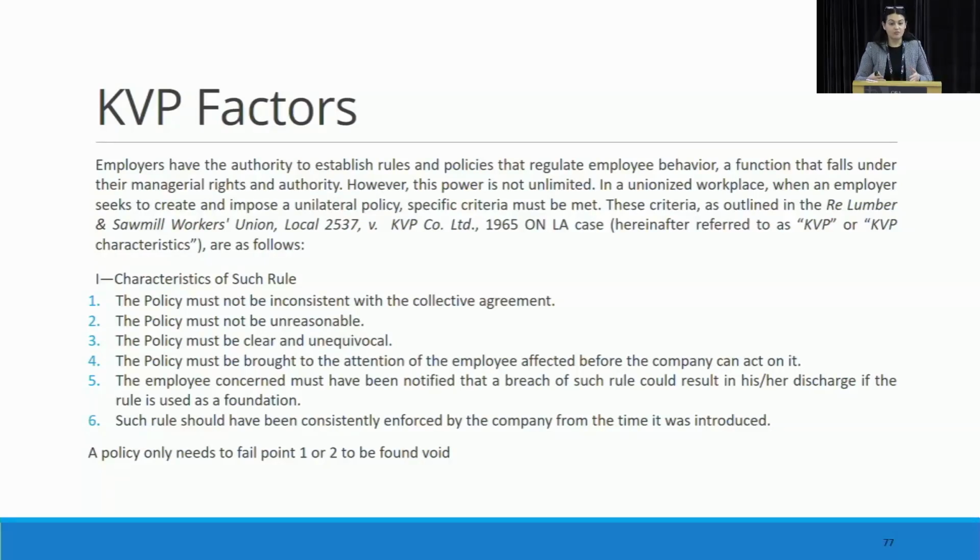So these are the two most important factors, right? Cannot be inconsistent with the collective agreement. An example of this, for instance: if the collective agreement allows for flexible start times, and then the employer unilaterally implements a policy that requires a strict 9 to 5, that would go straight in the face of the collective agreement and it would likely be considered void.